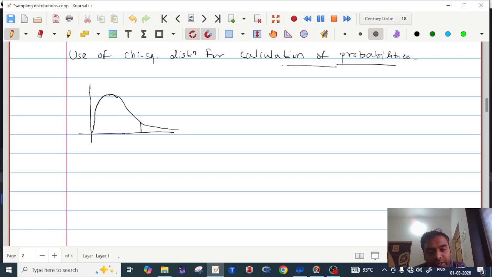the point is denoted by chi-square n comma alpha. The probability to its right is alpha, and it is written as the probability of chi-square n greater than chi-square n comma alpha. This is the graph of chi-square n. So we can get these probabilities of greater than from the statistical table.